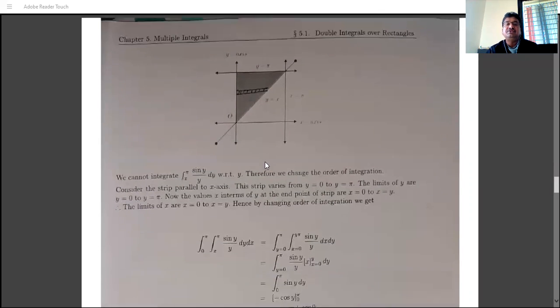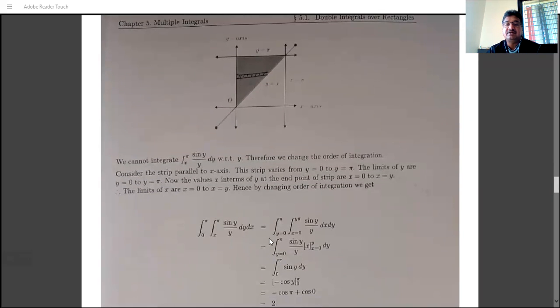So in order to change the order of the integration, write the given integration as a double integration of sin y by y, instead of dy dx, dx dy. Then x runs from, in order to integrate with respect to x, first take a strip parallel to the x-axis. One end touches the line x is equal to 0, so x is equal to 0 is the lower limit, and the other end touches the line y is equal to x, meaning x is equal to y is the upper limit.